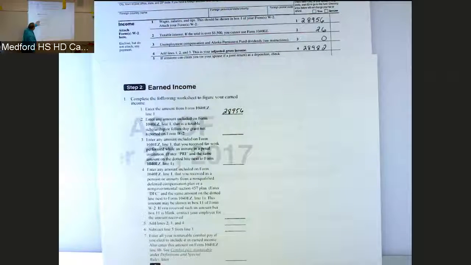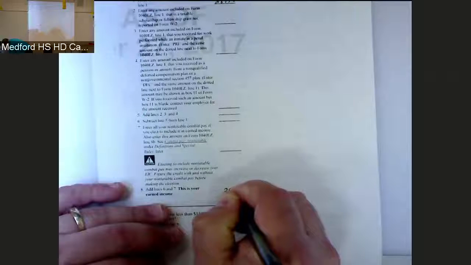Line 2, enter any amount included on 1040 that is taxable scholarship or grants. There's nothing there. Performed while an inmate. Okay. Law-abiding citizen here, so there's no money that was earned while this person was in prison. For the pension or annuity, nothing there. Add everything up. Basically, we get that same number at the bottom. 28,956. We move on to step 2.